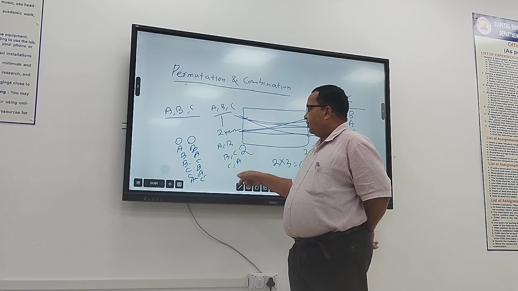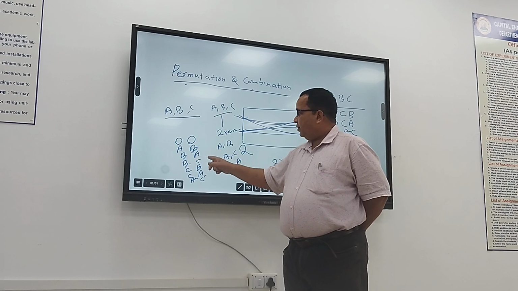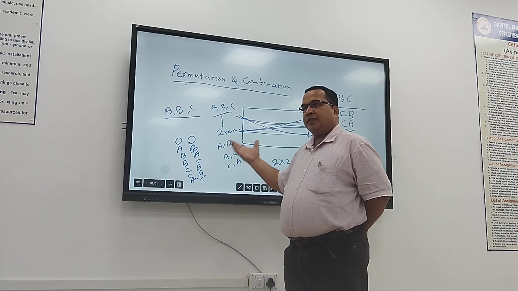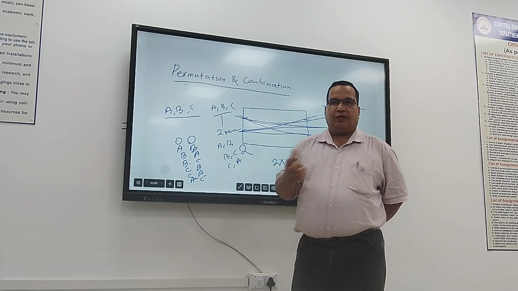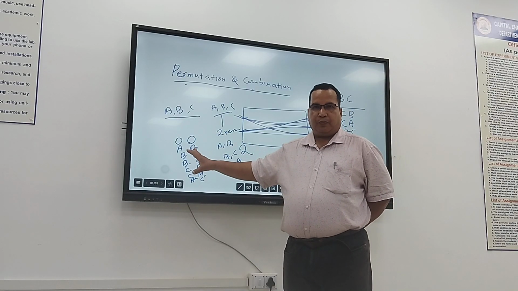Here you mark one thing. Here order has importance. First A, then B. First B, then A. But here A, B and B, A are the same, because 2 are to be selected. Who is selected first, who is second doesn't matter. Here order is not important. Here order is very important.